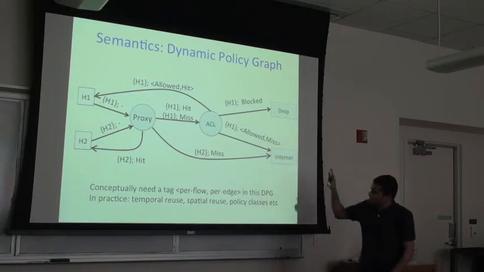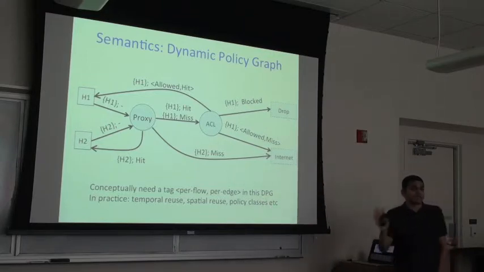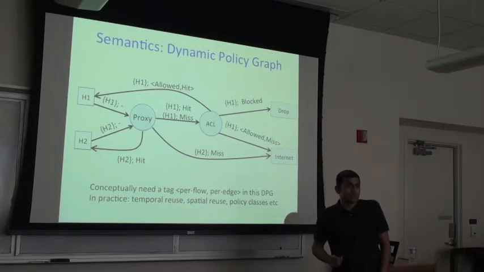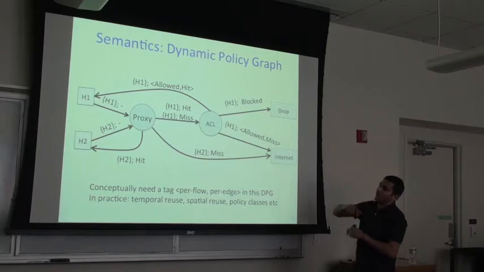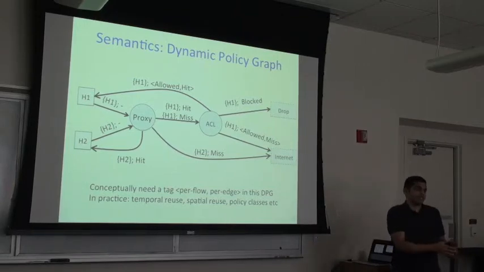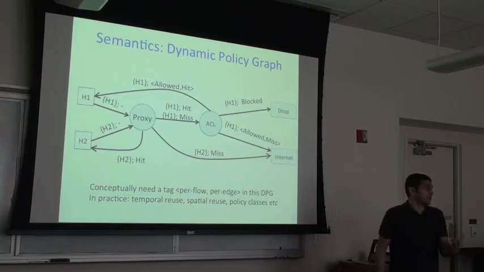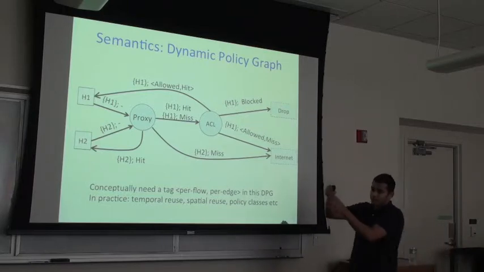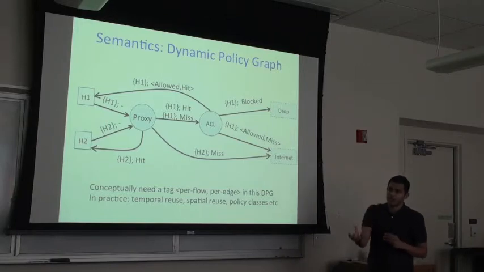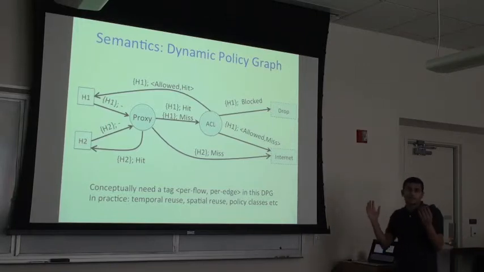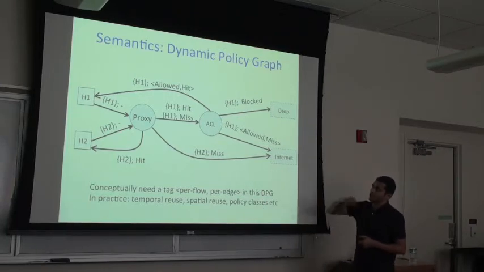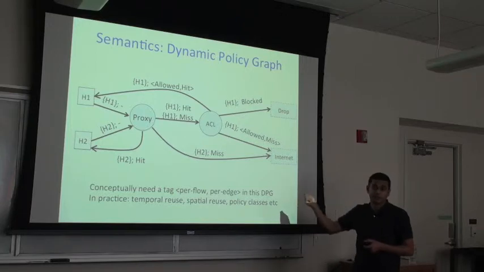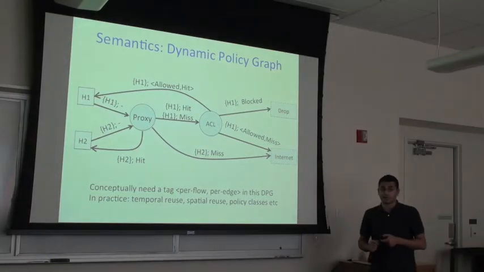So the semantics: this looks like a complex figure, but what it is doing is this. The semantics that the tags need to capture is that we need to understand all the possible dynamic data paths a packet may go through. Going back to the proxy ACL example, we need tags that say what the origin is and what the current processing context, or processing state, of the particular packet or flow is. And the transitions from these different nodes in the network capture the origin and the processing context. That's really the semantics your flow tags must capture. In this case, the transition on the edge from proxy to ACL says that if it's host one, either hit or miss, you need to send it to the ACL. And this is really the semantics the flow tags need to capture.